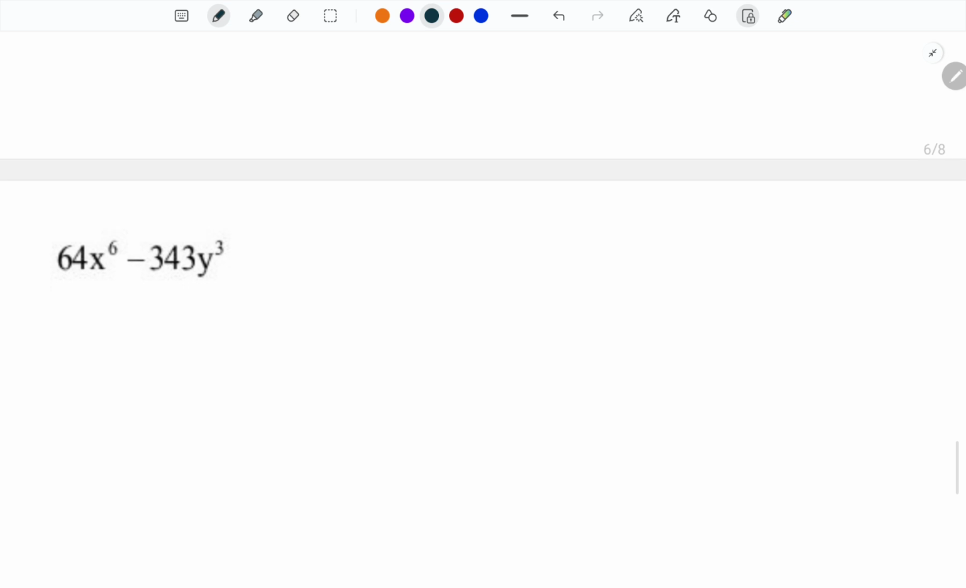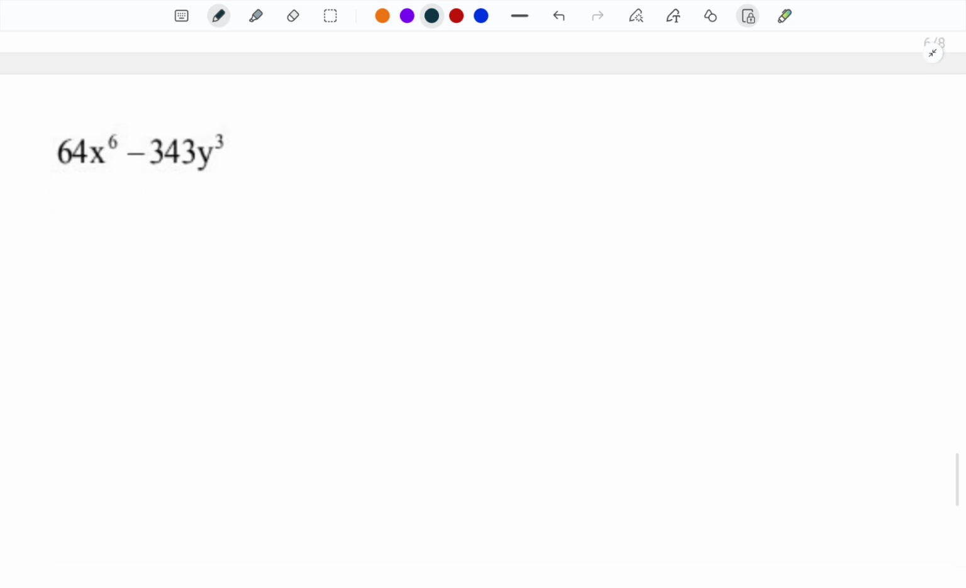Okay, let's go through one more. This one looks a little different because it's x to the 6, and you have a number in front, but it can still be written as a perfect cube. If it's not cubed, you can think of it as x squared to the power of 3. The 64 itself is just 4 cubed.